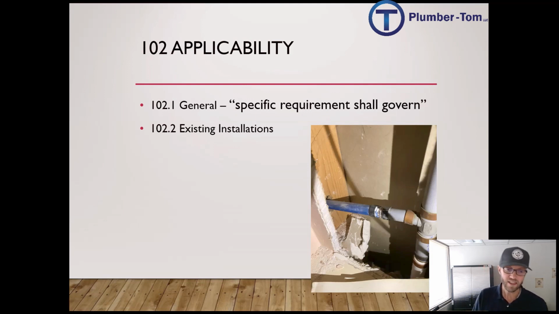102.2, existing installations. The question here being, if this plumbing already exists, and trust me, there are buildings all over the place that have been around long before the International Plumbing Code, or even the Uniform Plumbing Code that we had before that, and maybe even before any code was in existence at all. Well, what do we do with those? Well, it's kind of like leave well enough alone. If there's not a hazard to health or life, property, then you can just leave it as it is.